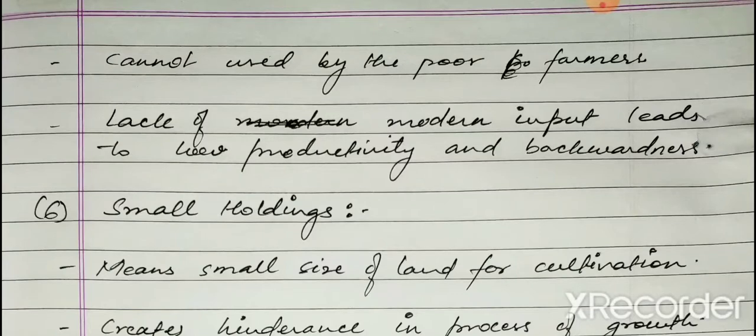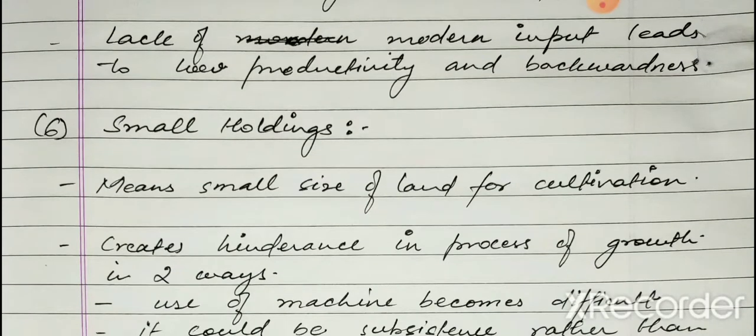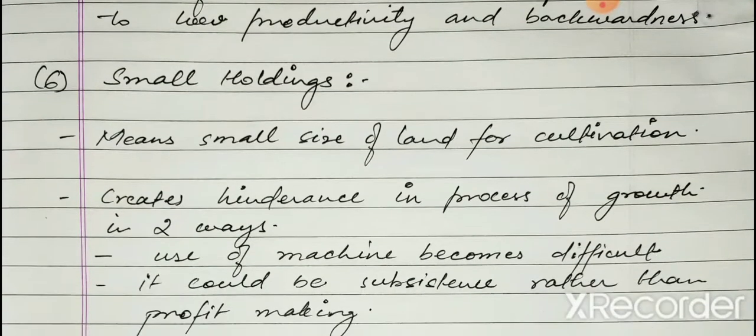Okay, now we talk about the sixth point, that is small holdings. Now what is small holdings? That means a small size of land for cultivation. Okay, so it is not a very big farming. Now you can understand with this what problems you are going to face with small land holdings.